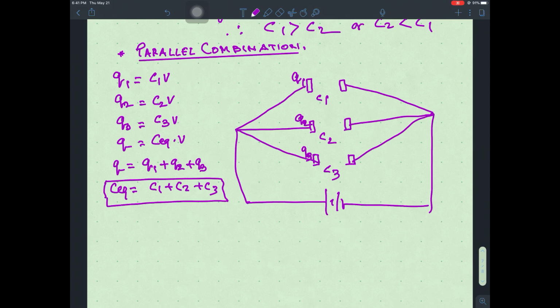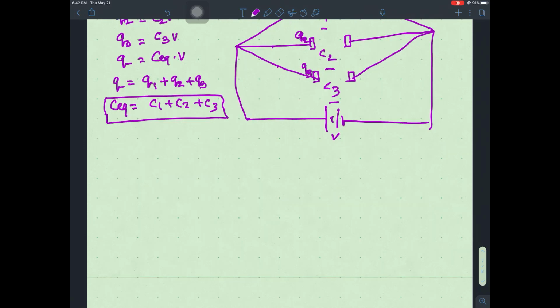Its capacitance is different, so charge is different, but they are directly connected. You see, it is directly connected with the source. So this is your parallel combination.